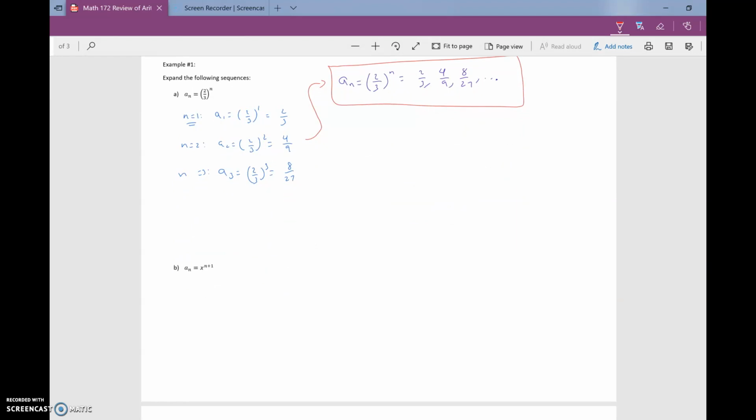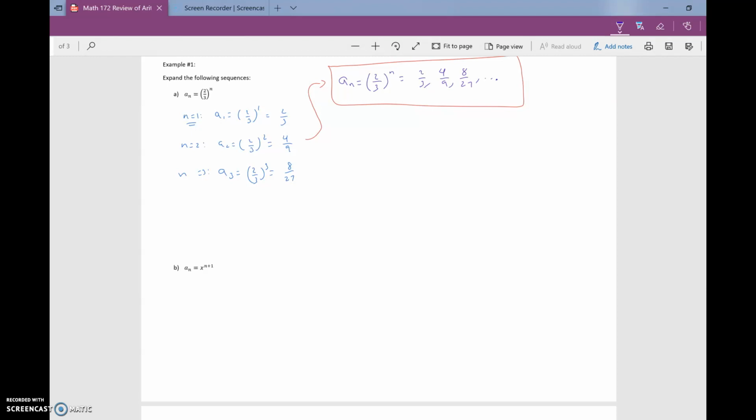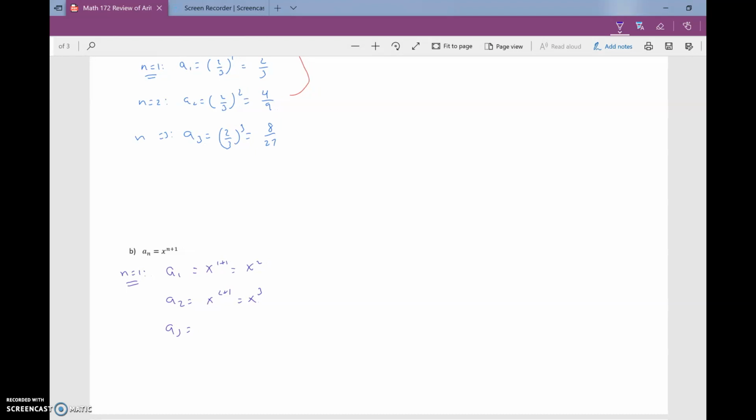Okay, let's take a look at problem B. And you have to be careful on these. So technically for n is equal to 1, you're going to have a sub 1 is equal to x to the 1 plus 1, or x to the second. N is equal to 2, it's going to be x to the 2 plus 1, or x to the third. N is equal to 3 is equal to x to the 3 plus 1, or x to the fourth.